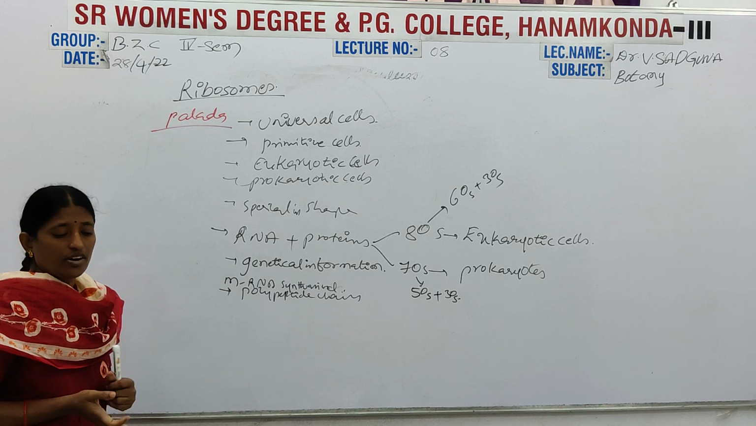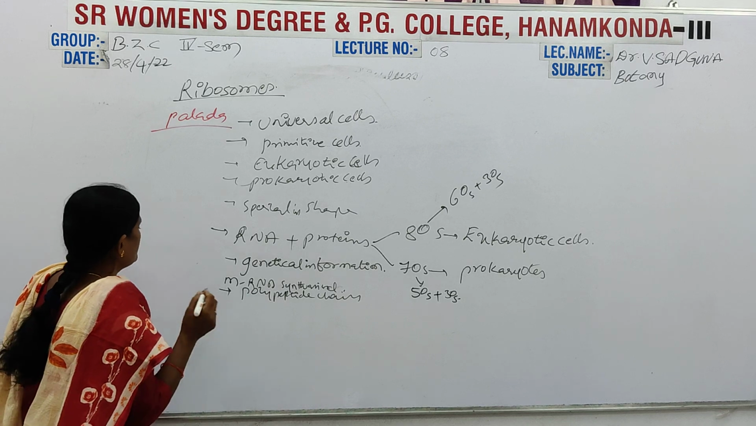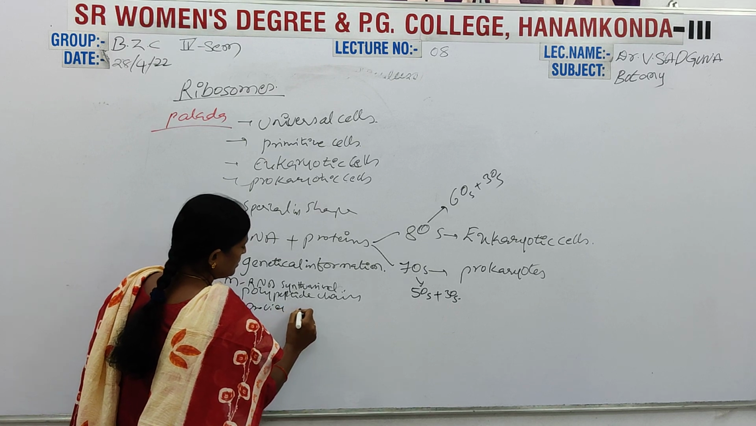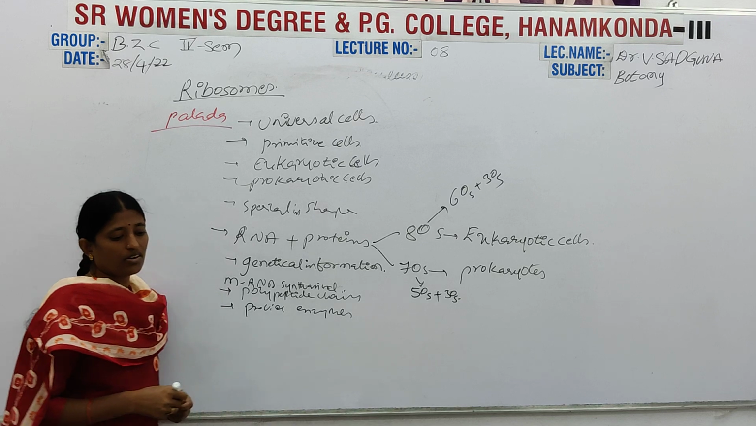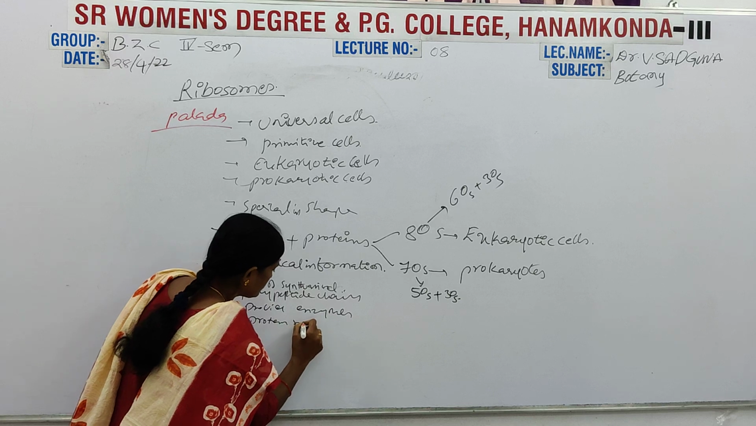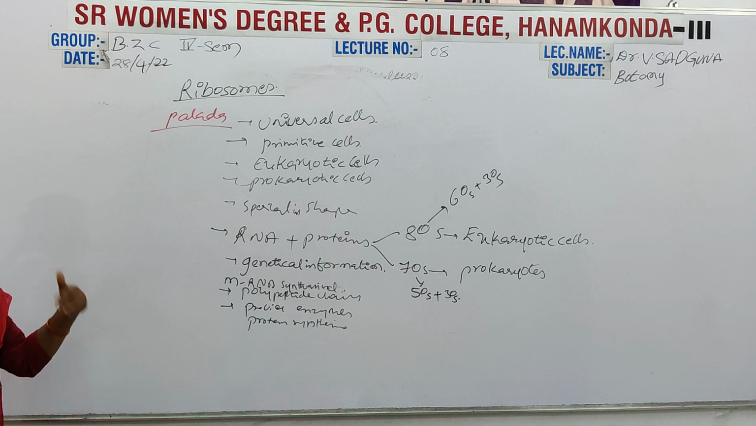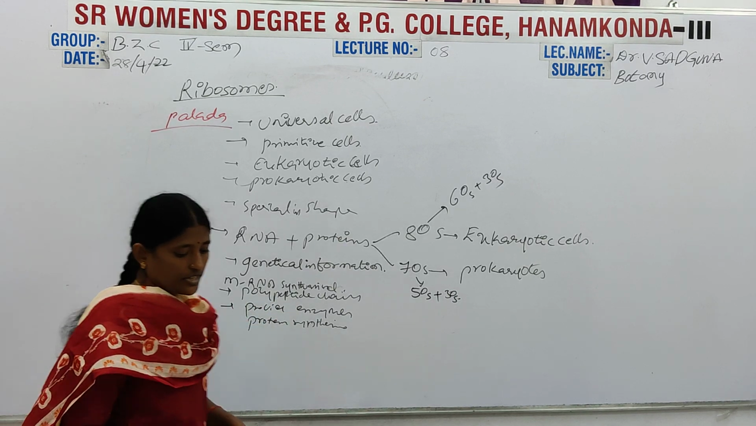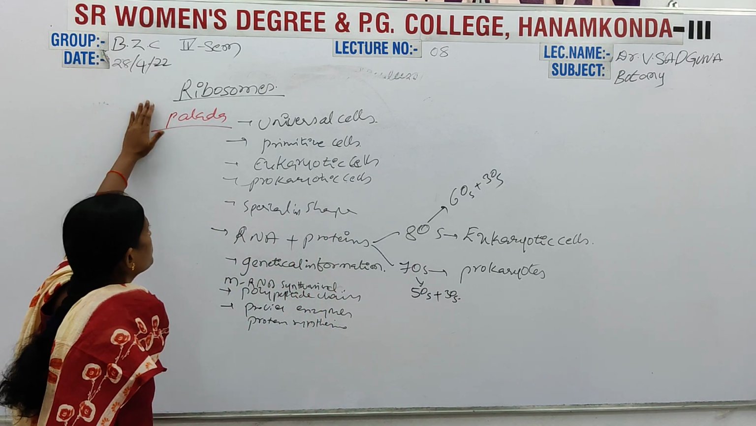Ribosomes provide different types of enzymes. They are also used in protein synthesis. So these are the general points about ribosomes.